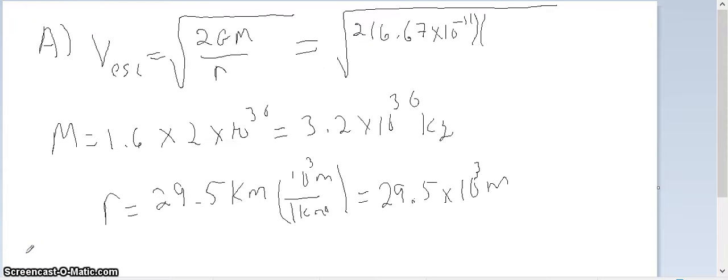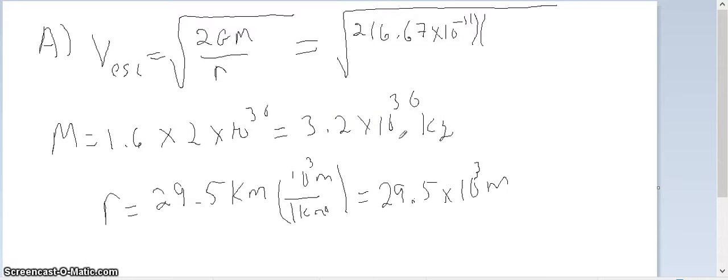All right, so here's part A, calculating the escape velocity. So remember, of course, the escape velocity equation is the square root of 2 times g times m divided by r, where m has to be in kilograms and r has to be in meters. So they give us that the mass of the neutron star is 1.6 times the mass of the sun. So 1.6 times 2 times 10 to the 30th. That way I already have it in my calculator. So it's 3.2 times 10 to the 30th.